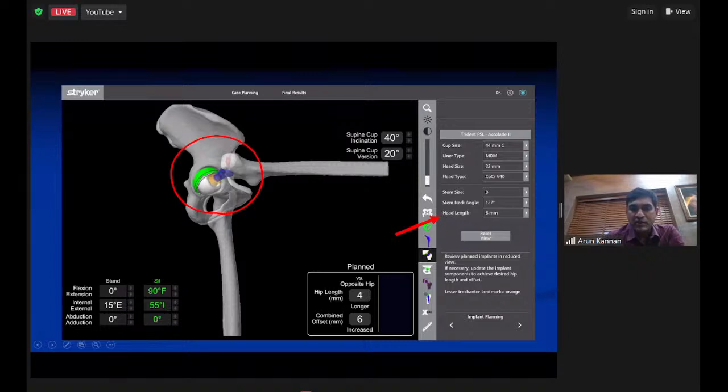So this is where the options were explored. Anybody can take a call on what next to do. This is all in the pre-planning stage.